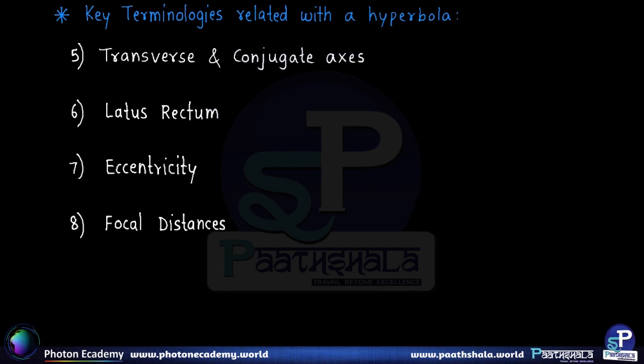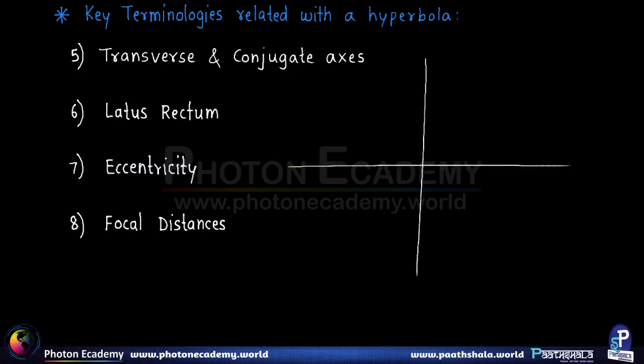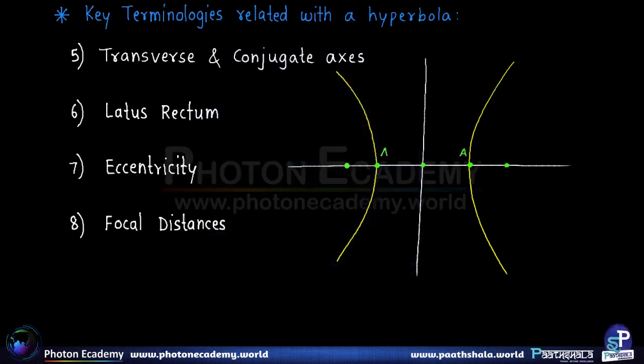Alright, let's move on with the further parameters. Now here in case of hyperbola we have transverse and conjugate axis. If you remember, in case of ellipse we call major and minor axis, but here we have the terminology of transverse and conjugate. So let's see what these are. Once again I draw quickly a hyperbola, the two foci, then the vertices and the center. Now the points A and A dash are the two vertices. The distance between A and A dash is called the transverse axis.